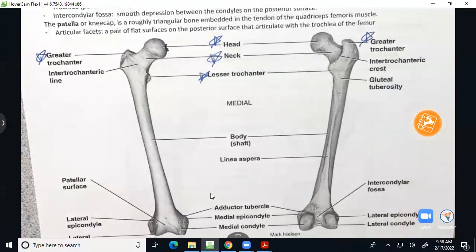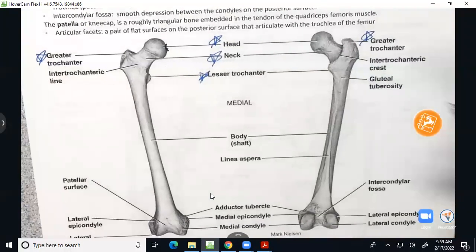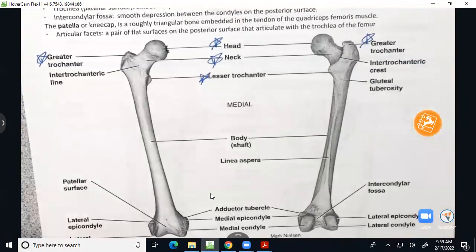Okay. Greater trochanter, very similar to the greater tubercle. Remember your humerus had a tubercle, a greater and lesser. Here we have trochanters, which are just a little bit bigger. Okay. The lesser trochanter kind of points more medially, whereas the greater trochanter points more laterally.